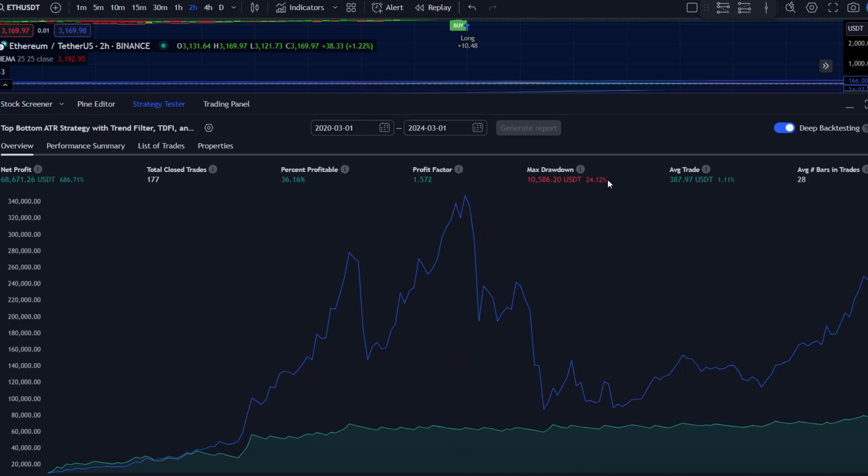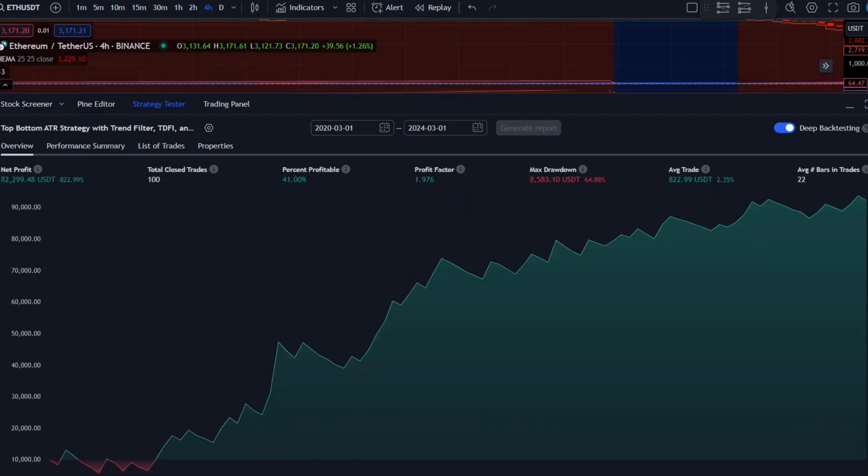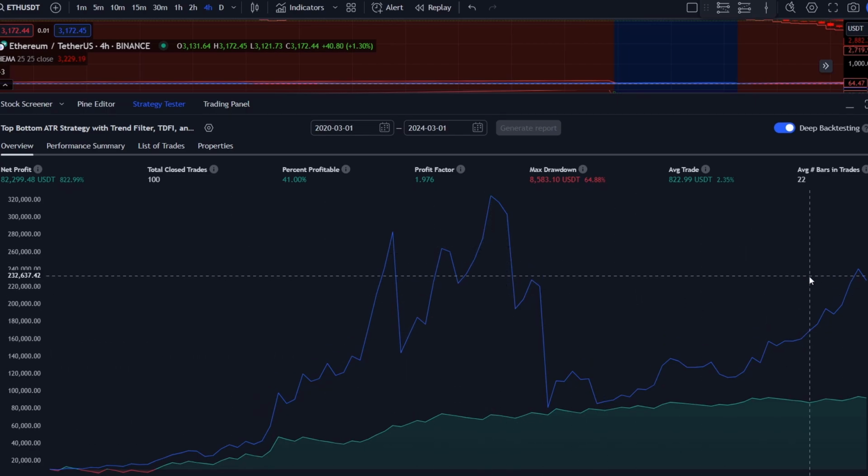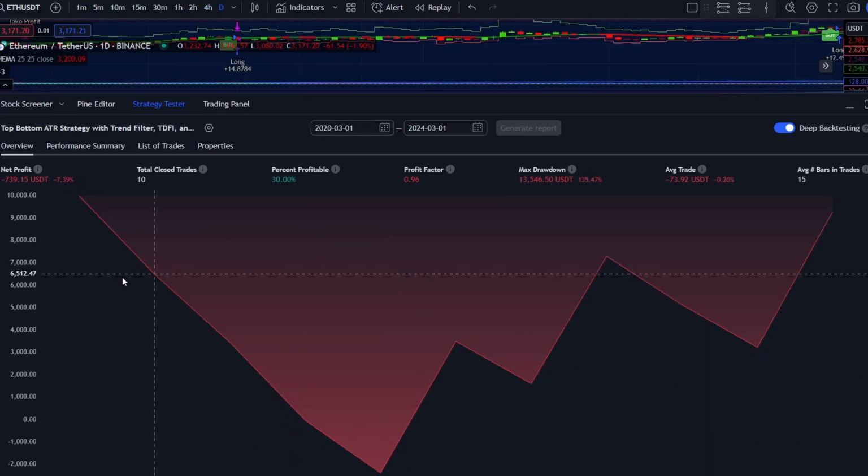Also, you have to keep in mind that my strategy has only 24% maximum drawdown, while Ethereum probably dropped around 80% in this period. On the 4 hour, it's still profitable with an almost 2 profit factor, 100 trades, 800% net profit, and a high 64% maximum drawdown. The buy and hold is still better. And the daily is the one that is not profitable anymore.